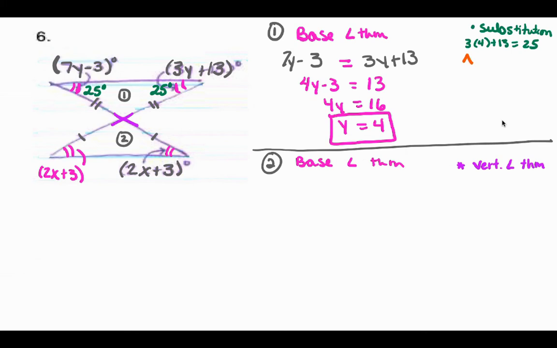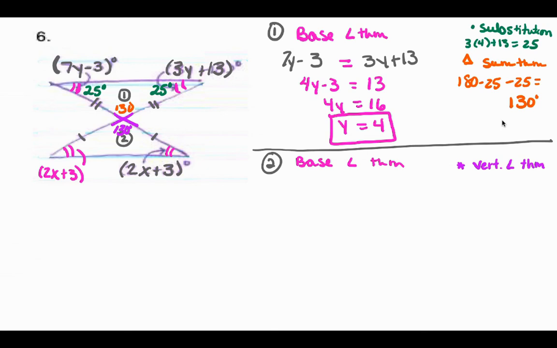And then we're going to do the triangle sum theorem for this triangle. So the triangle sum is 180, and we have a 25-degree angle and a 25-degree angle, and we end up getting 130 degrees. So now if we apply the vertical angles theorem, we get a 130-degree angle in the other triangle as well.